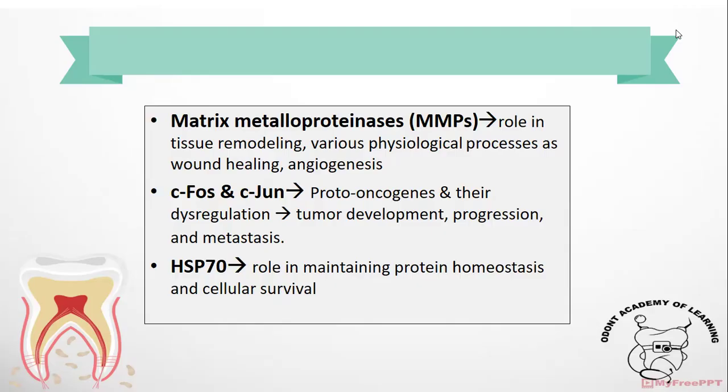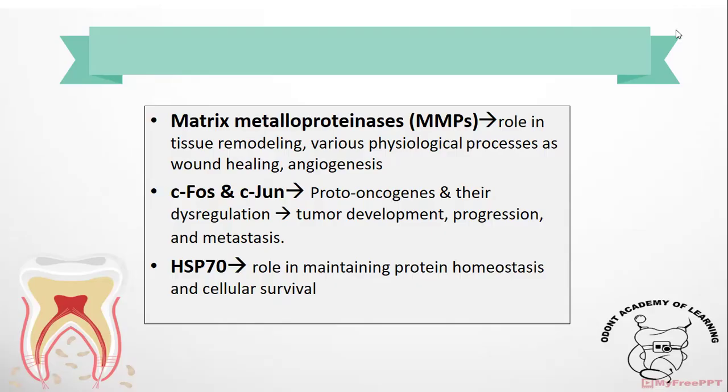Now the next marker is CFOS and CJUN. These CFOS and CJUN are basically proto-oncogenes. These proto-oncogenes are present in your body, but they remain subtle, in a senile stage, and they become activated only when a specific stimulus is given to them. And if these two genes are dysregulated, then they may lead to the development of tumor. They may help in the progression of tumor, and they also have the potential to help in the migration of a tumor from that specific area to different parts of the body, that is metastasis.